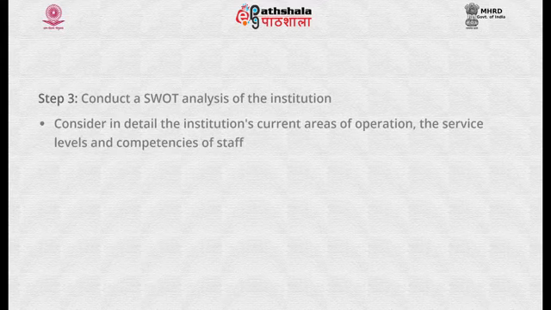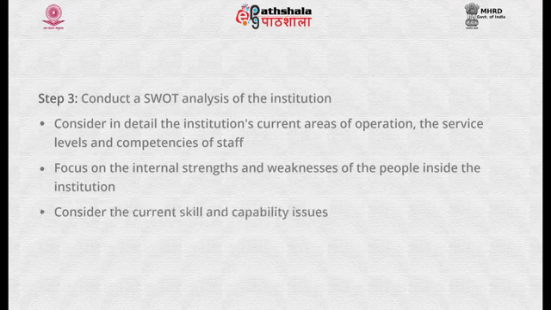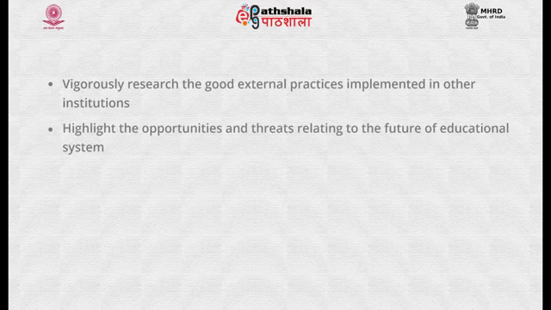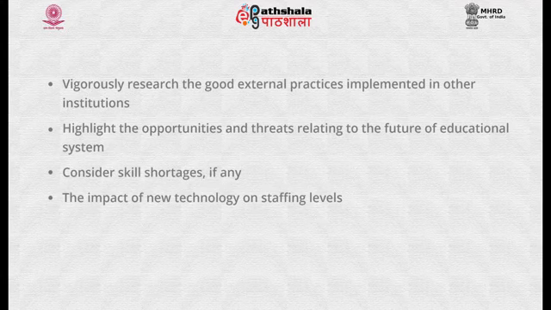How? Consider in detail the institution's current areas of operation, the service levels and competencies of staff. Then focus on the internal strengths and weaknesses of the people inside the institution. Consider the current skill and capability issues. Vigorously research the good external practices implemented in other institutions. Highlight the opportunities and threats. Then consider skill shortage, if any, the impact of new technology on the staffing levels, and review the capability of the institution.